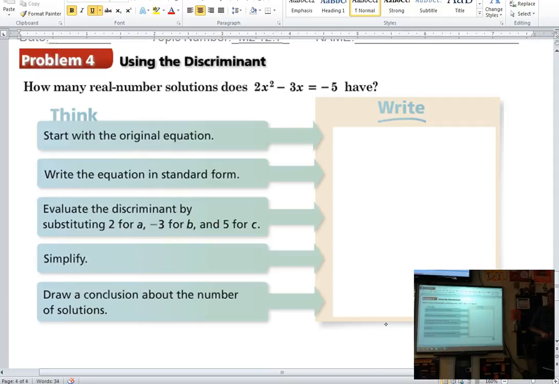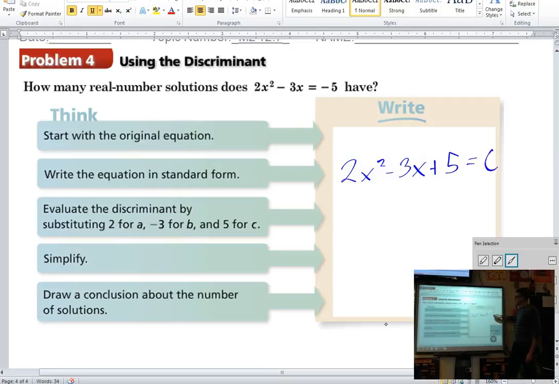So we have an equation here, not in standard form. They say start with the original equation, but we can skip that stuff if we want to. If we want to go immediately to our quadratic form, what would I do on both sides to get to quadratic form? Caleb? You add 5. We would add 5, which makes my equation 2x squared minus 3x plus 5 equal to 0. Now it asks us to evaluate our discriminant to determine how many solutions there are.